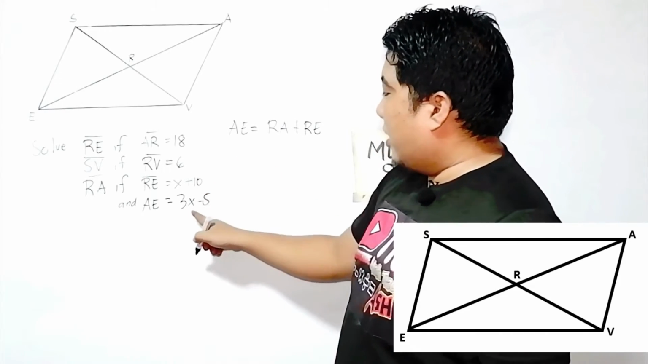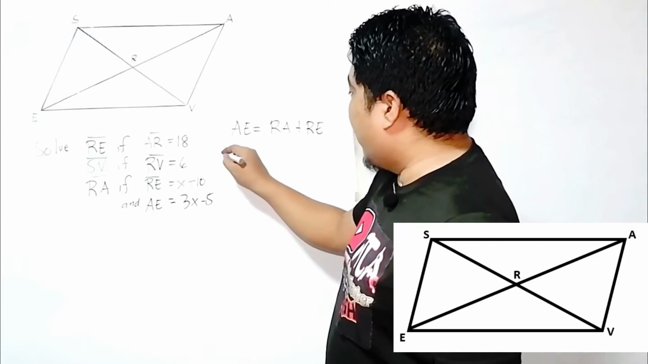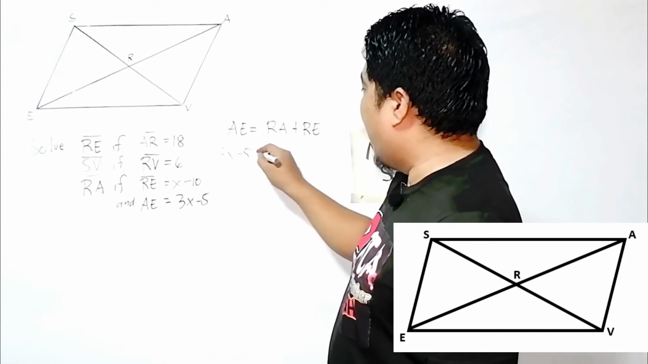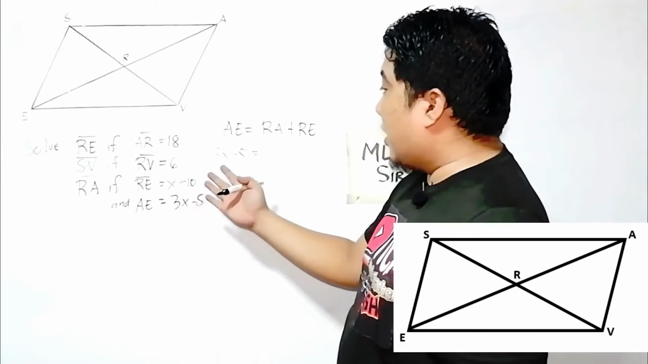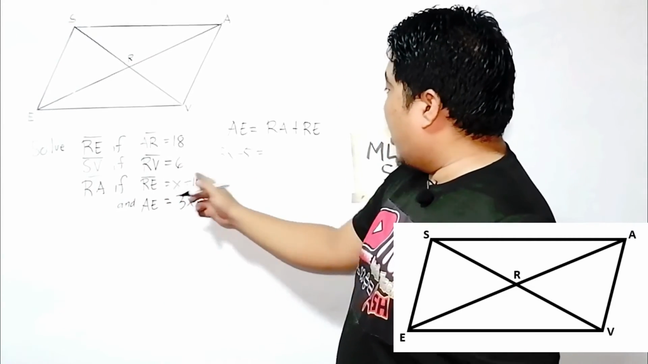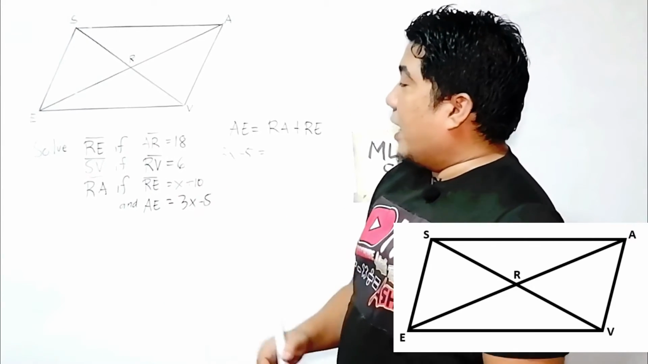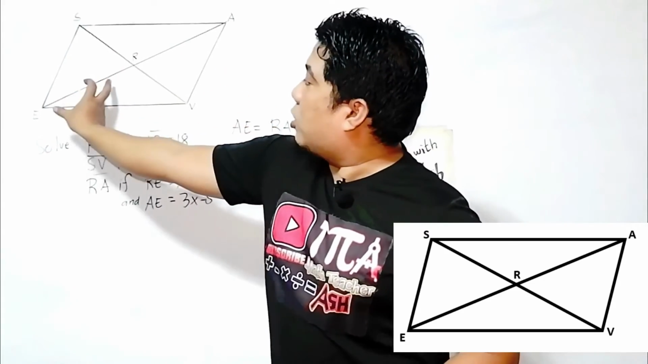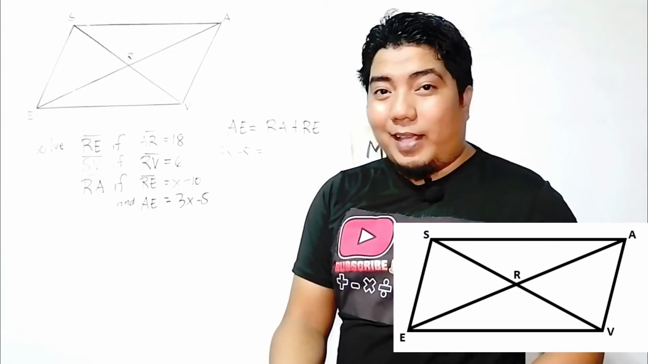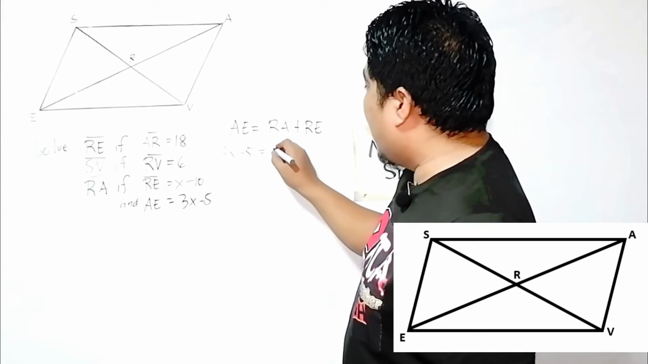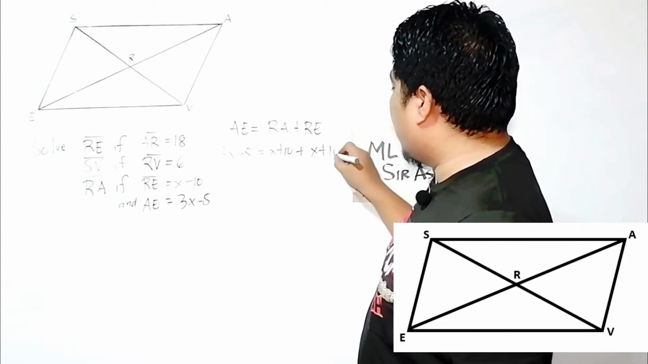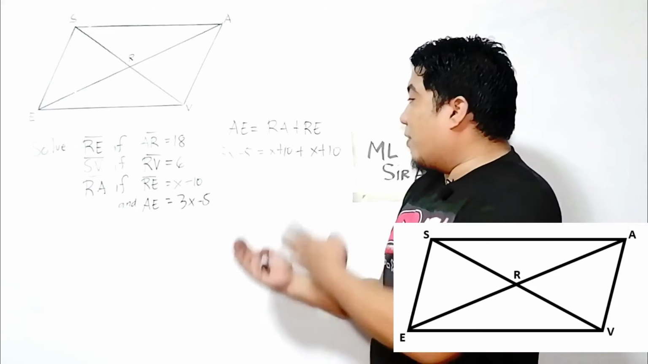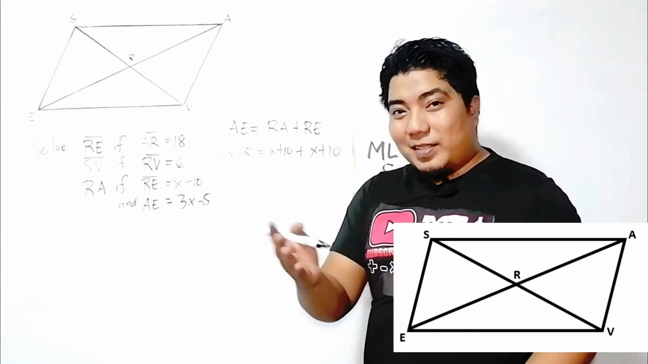So, AE is given with the expression 3x minus 5, and RA is not yet given. However, RE is given as x plus 10, and remember that this one and this one are equal, right? So we can say that RA is also x plus 10. Somehow, that is also the expression of RE. So we have 2x plus 10.